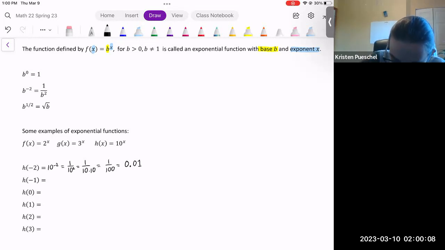Maybe I should also add this note that if you have something like b squared, this means b times b. It's not the same thing as 2 times b. So the exponent is telling us how many copies of the base we need to multiply together. If we look at h of -1, this is 10 to the -1, which is 1 over 10 to the 1, or 1/10. And written as a decimal, this is 0.1.